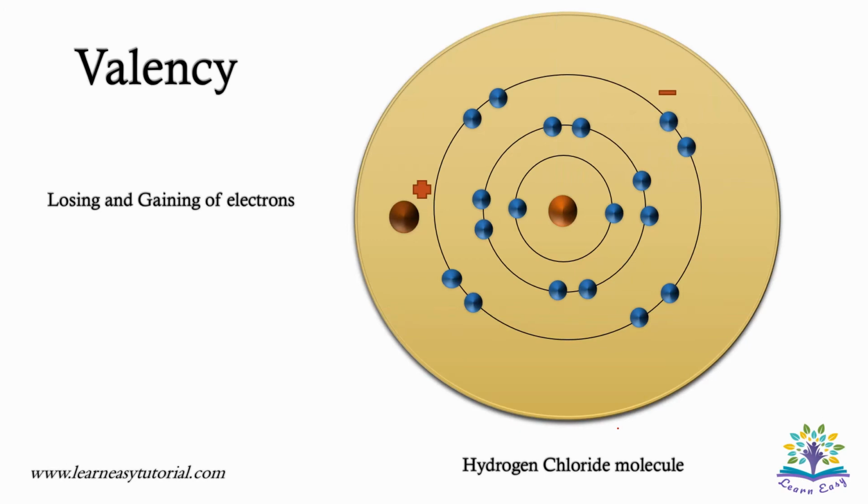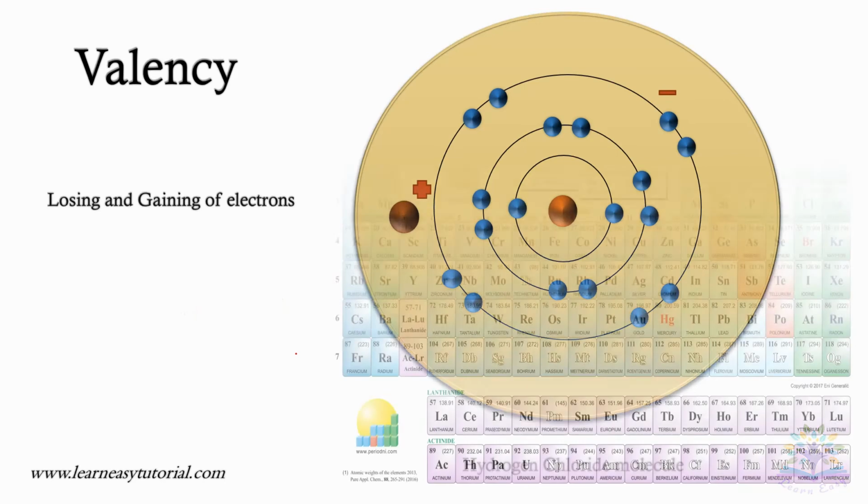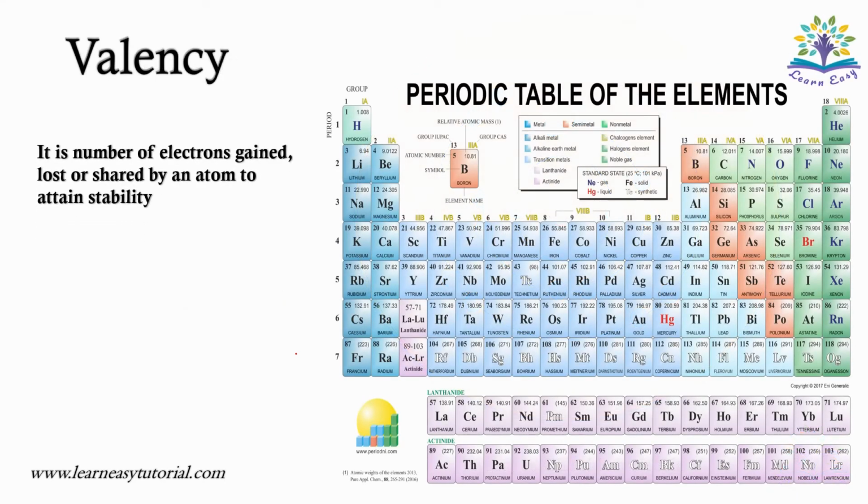They will become a molecule, hydrogen chloride, in which hydrogen remains as a positive ion while chlorine remains as a negative ion. Here, hydrogen lost 1 electron and chlorine gained 1 electron. Since the electrons lost or gained is 1, both hydrogen as well as chlorine will have the valency 1. So, valency is the number of electrons gained, lost, or shared by an atom to attain stability.